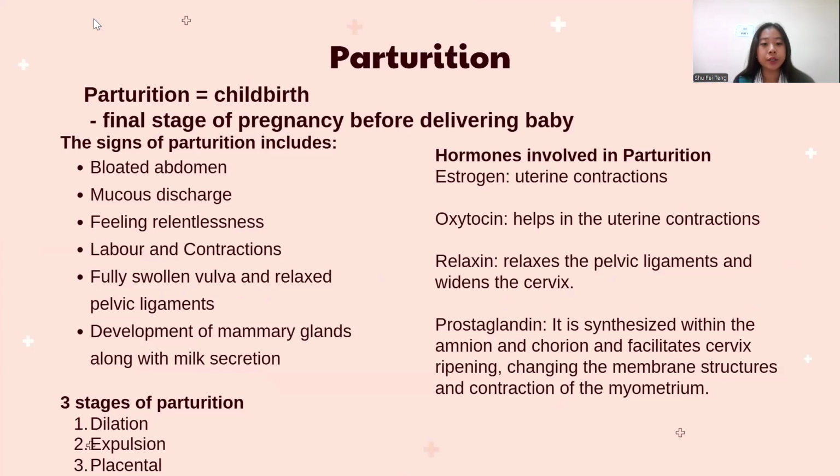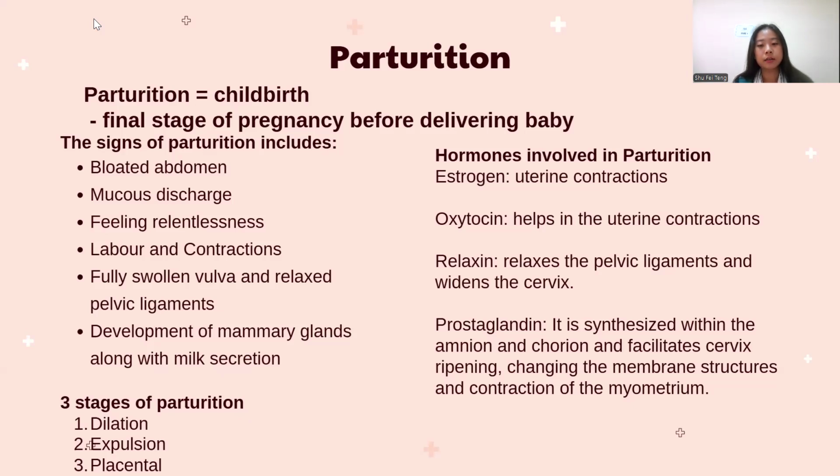The signs of parturition include bloated abdomen, mucus discharge, feeling restlessness, labor and contractions, fully swollen vulva and relaxed pelvic ligaments, and lastly, development of mammary glands along with milk secretion. The hormones involved in parturition include 4, which are estrogen, oxytocin, relaxin, and prostaglandin.